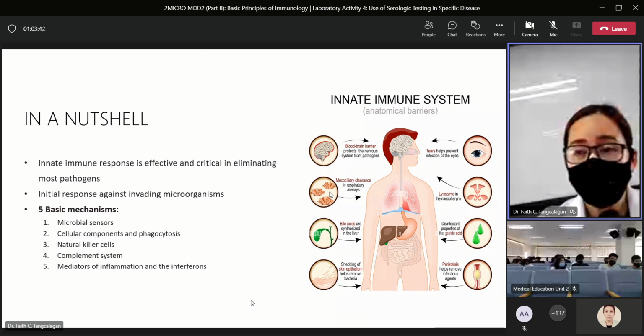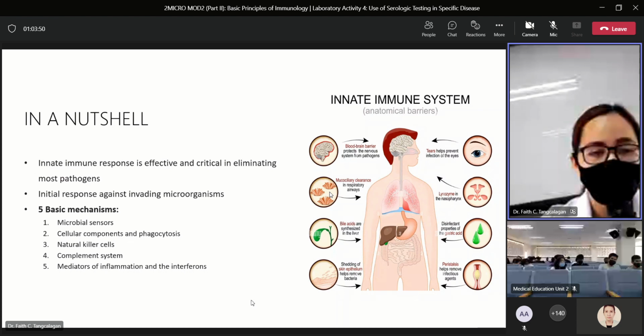So there were 5 basic mechanisms we discussed last week. Those are your microbial sensors, your cellular components and phagocytosis, your natural killer cells, complement system, and your mediators of inflammation and interferons. So now let's go to adaptive immunity.